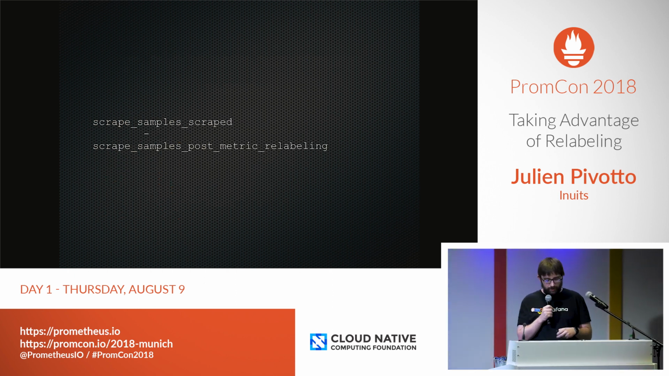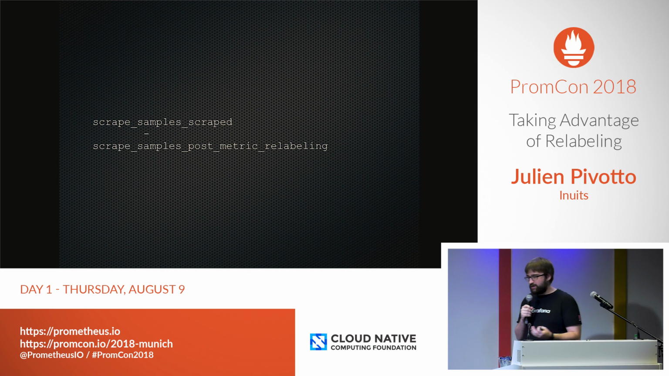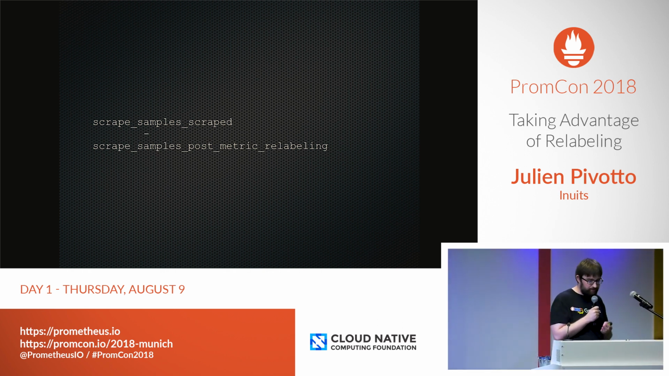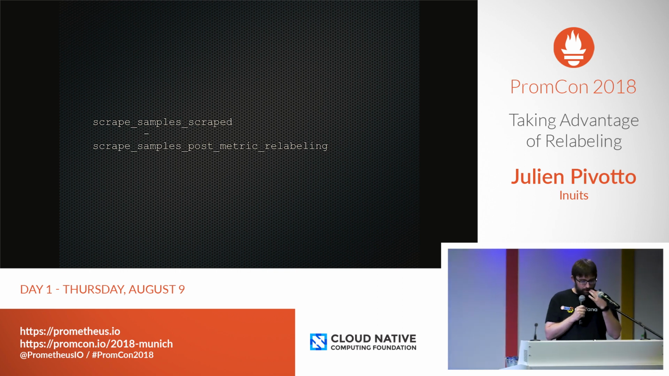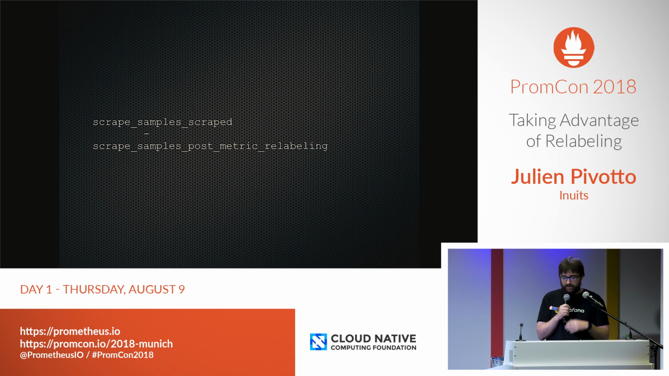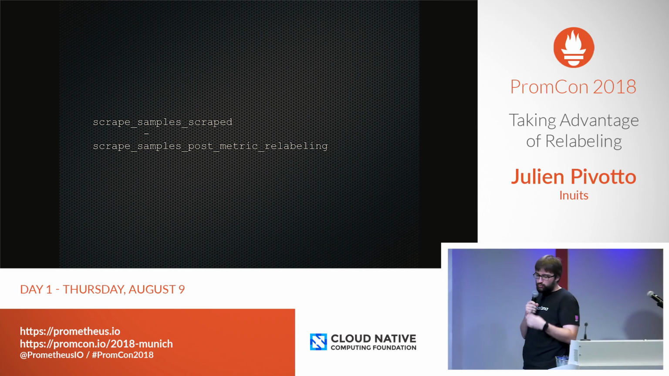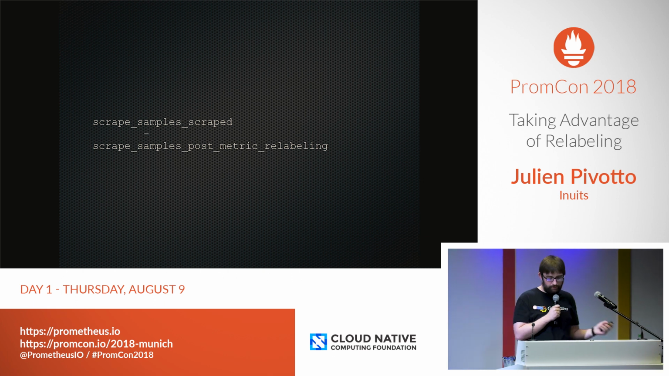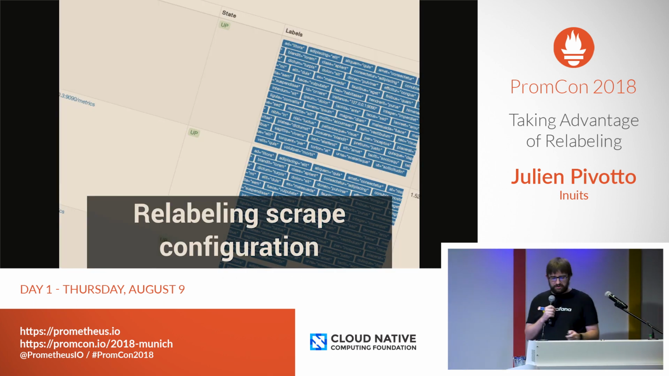And you have the number of metrics available as a Prometheus metric, which is like scrape samples scraped, and then you can make a difference with scrape samples post metric relabeling so that you know how many metrics you have dropped when you have scraped on your target. So that was for the metrics. Now the configuration.